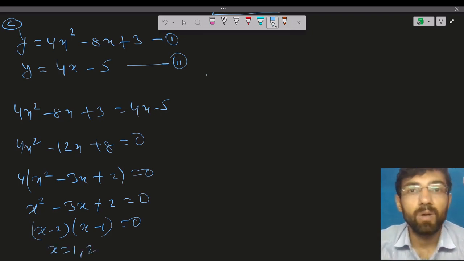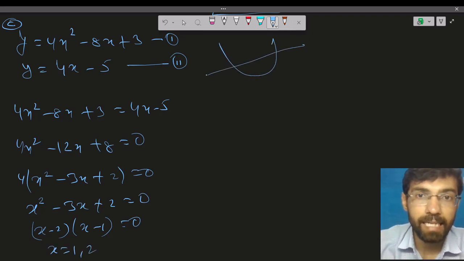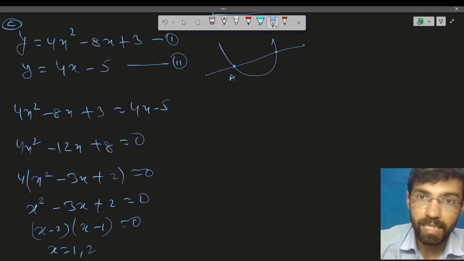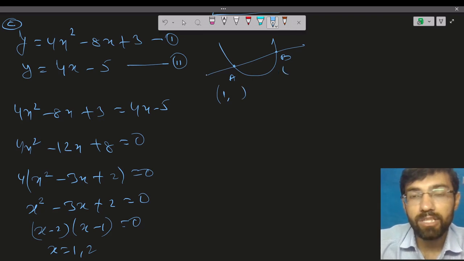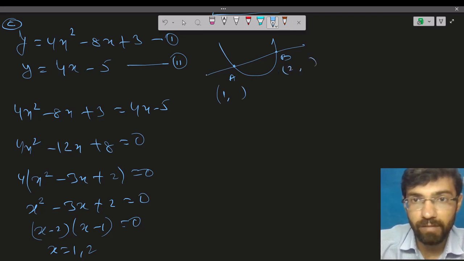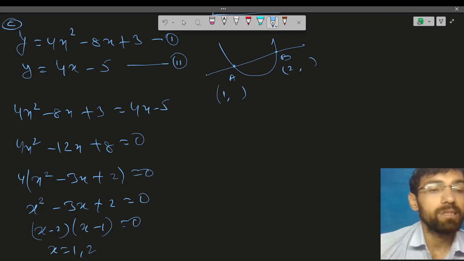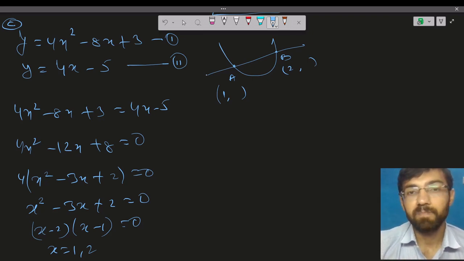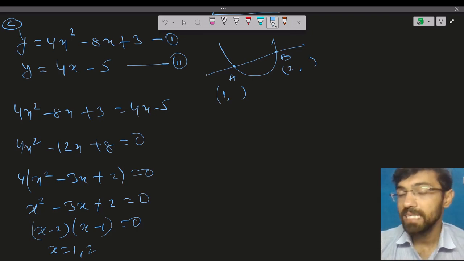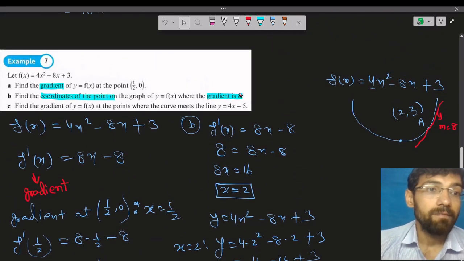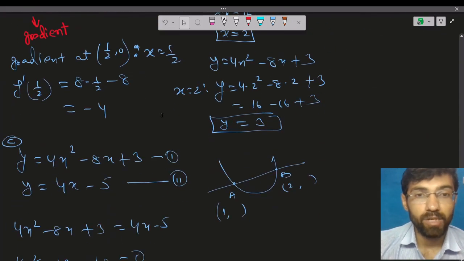So what we got is that the parabola and the line intersect at two different points. This is point A and this is point B. One x coordinate is 1, I don't know the y coordinate, and similarly the x coordinate here is 2, and we don't know the y coordinate. We got the points of intersection and the two x values. But in part C, they have asked us to find the gradient at these two points.